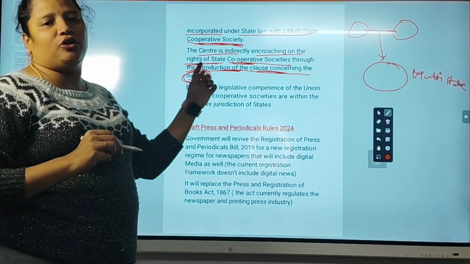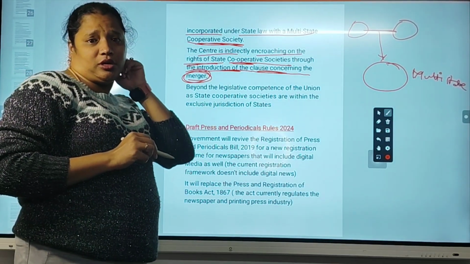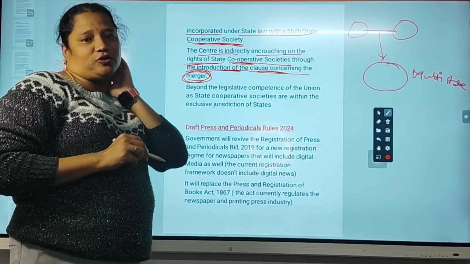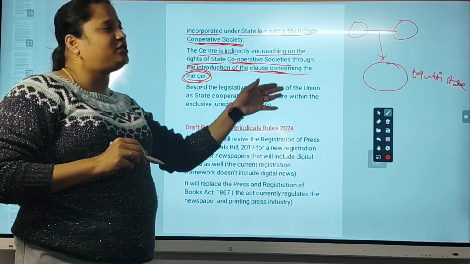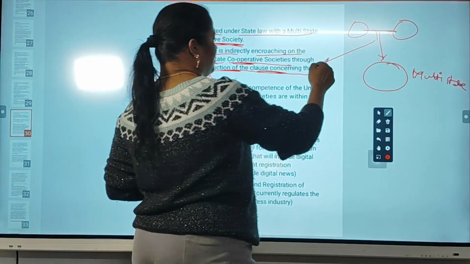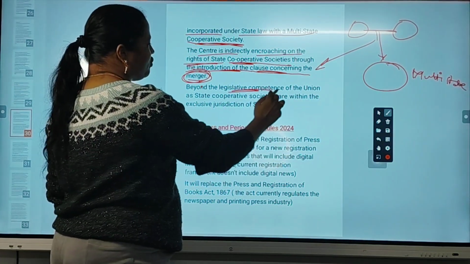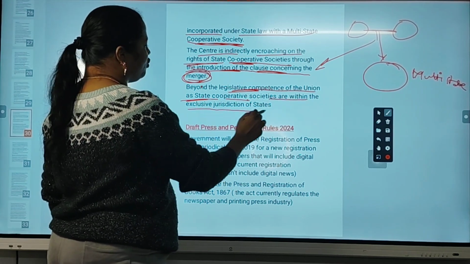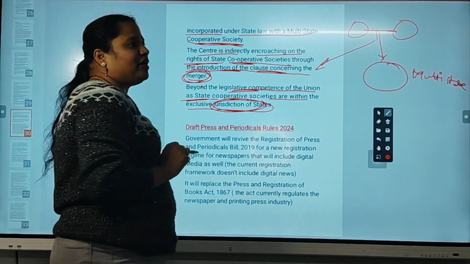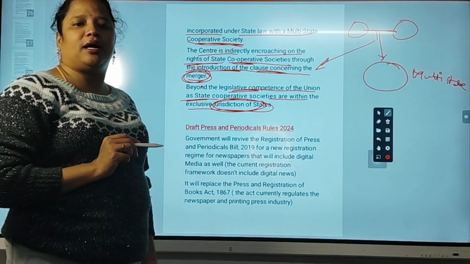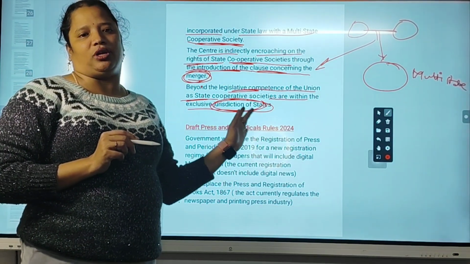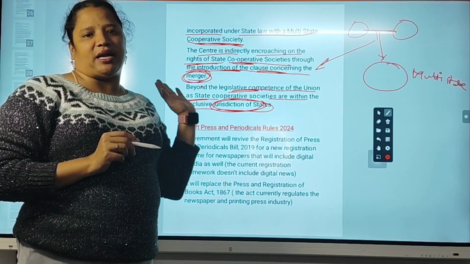Okay, they want to interfere in the operations of multi-state cooperative societies by this merger clause. It is beyond the legislative competence of the union, as state cooperative societies are within the exclusive jurisdiction of states. Even though the center interferes, the multi-state cooperative societies will be under the jurisdiction of the state more than the center.